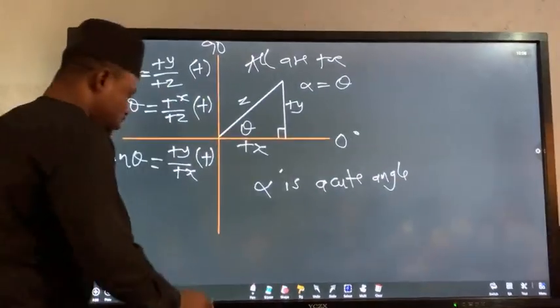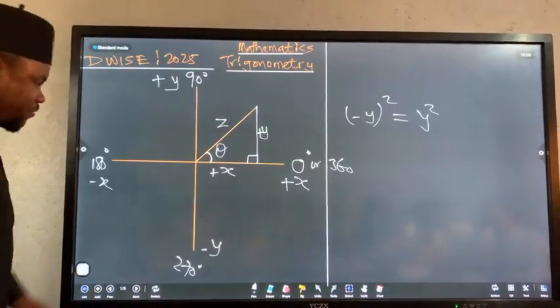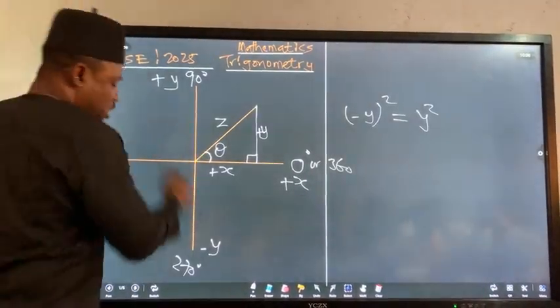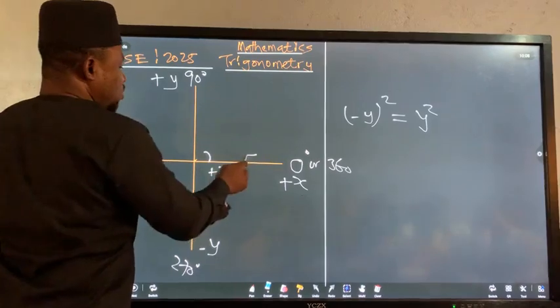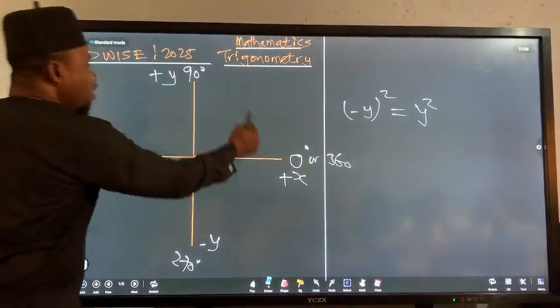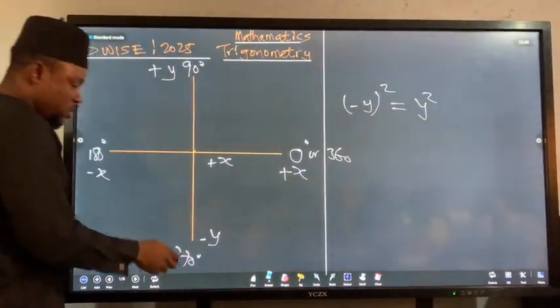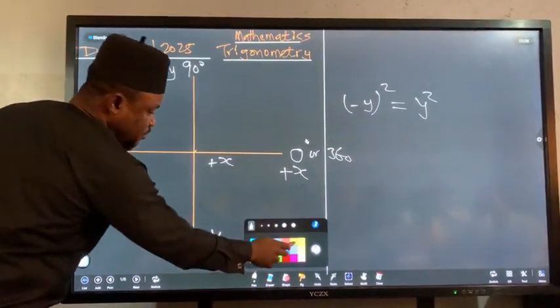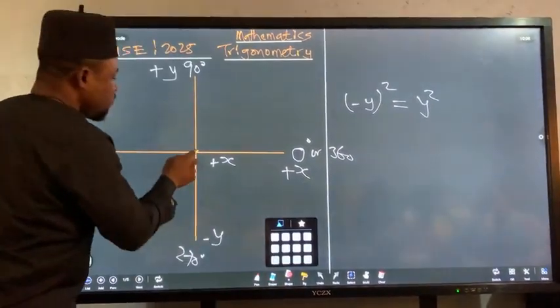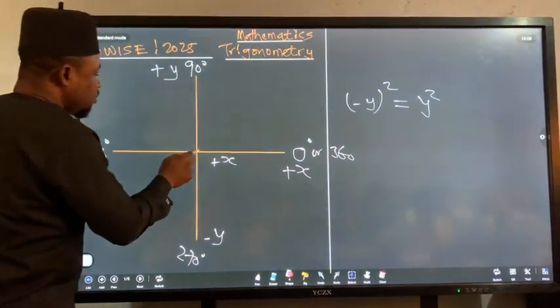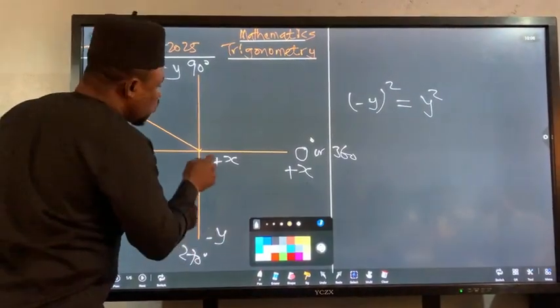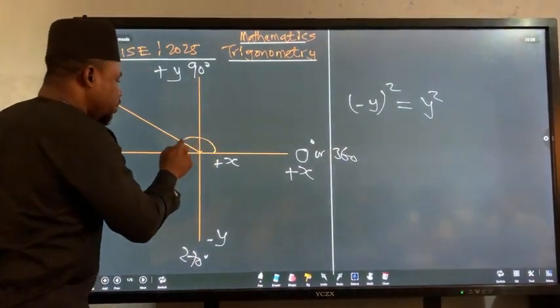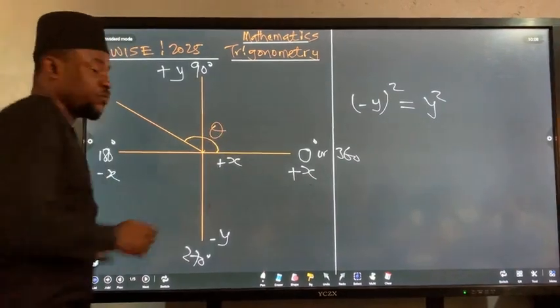Now, having established this, I think going back will be easier for us. What if we go to the second quadrant? That means we travel all the way to the second quadrant. What I'm going to have is on this side, right? So what has happened? This guy has traveled to this point. This is now my theta value. Are you with me?